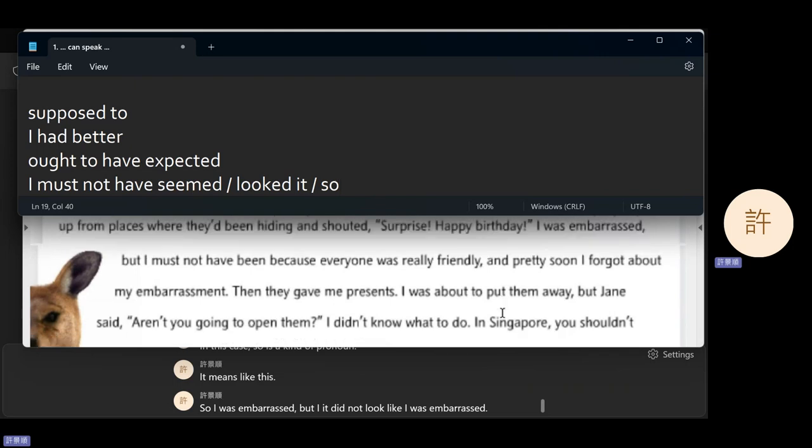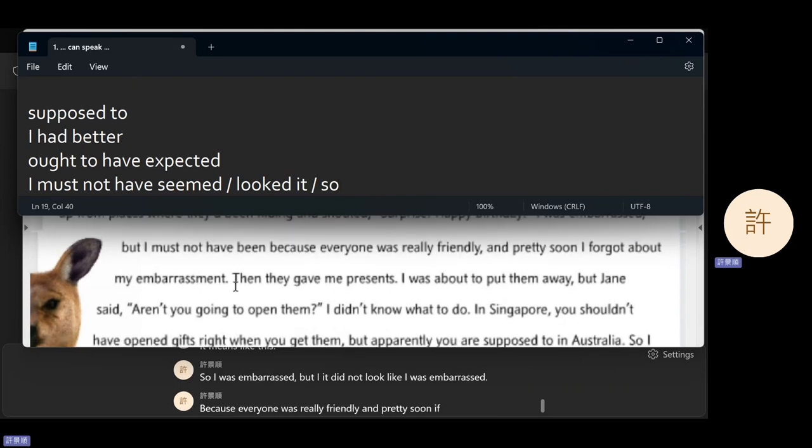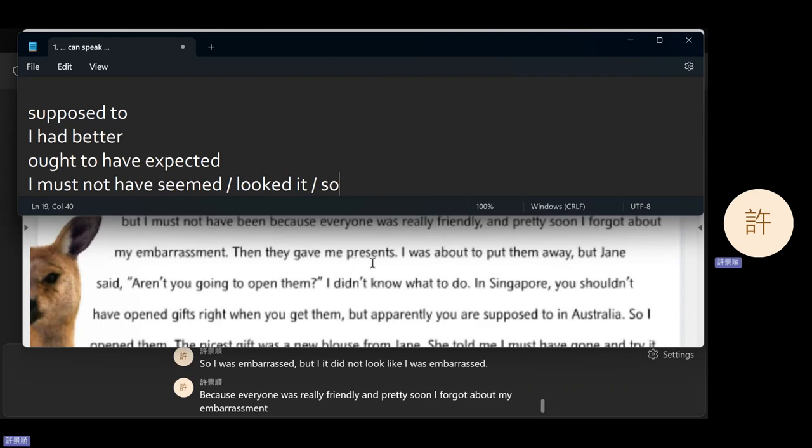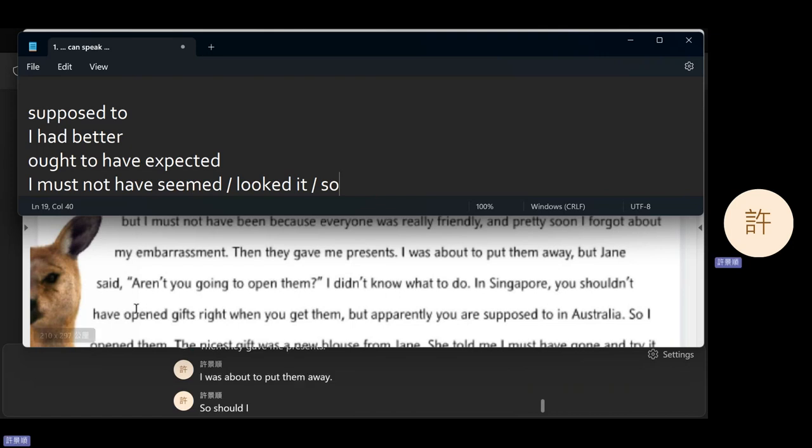Because everyone was really friendly, and pretty soon I forgot about my embarrassment. Then they gave me presents. I was about to put them away, 收起来, but Jane said, aren't you going to open them? I didn't know what to do.